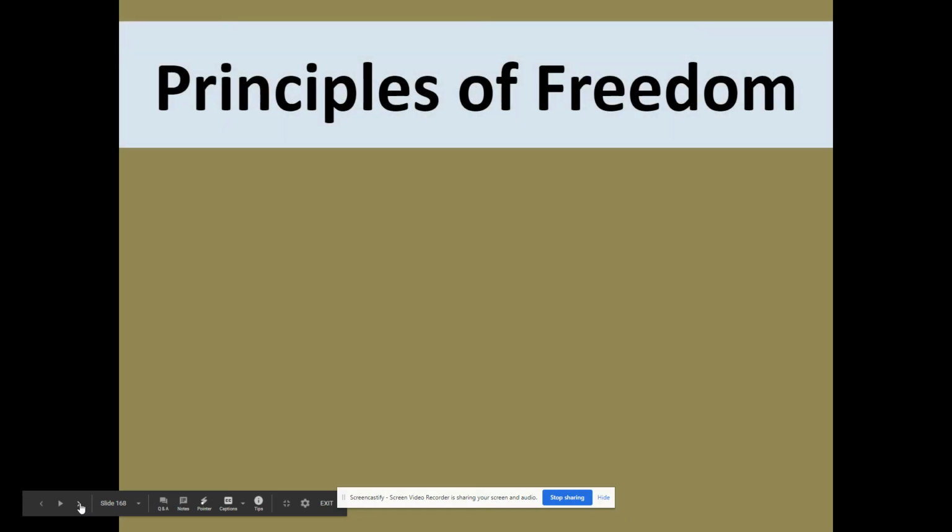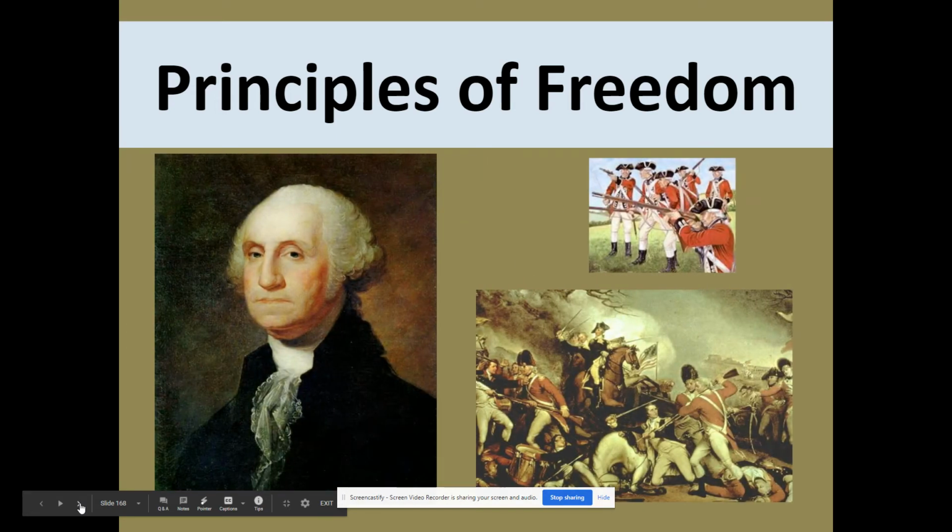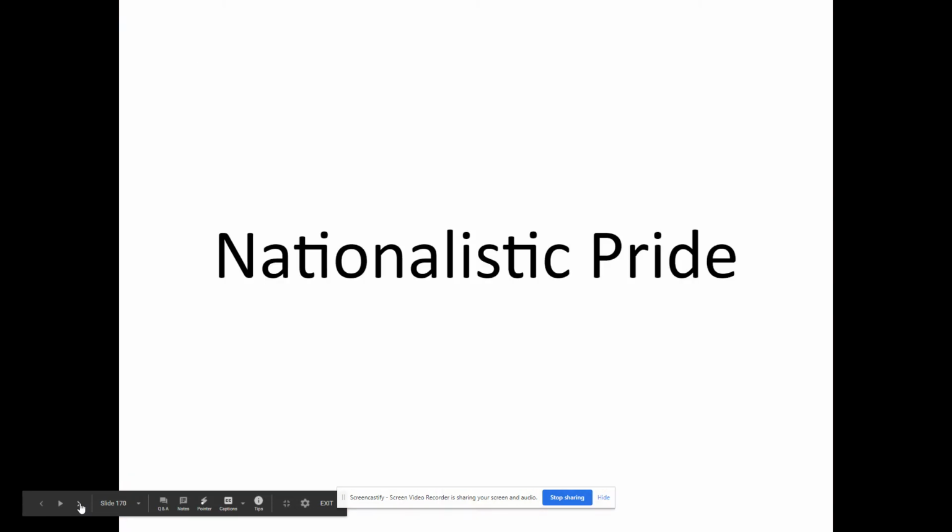Another reason why the Spanish-American War was appealing was just principles of freedom in general. We had fought under George Washington against the British and won our freedom. Many Americans wanted to support the Cuban people and make everybody free, which is ironic because so many other people wanted to then just conquer Cuba. So kind of contradictory. And nationalistic pride.